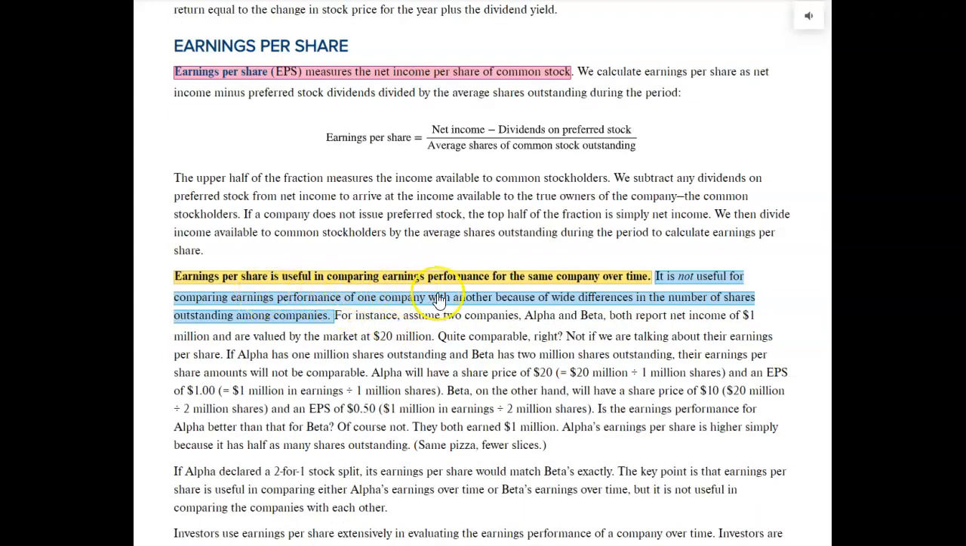And it's useful in comparing earning performance for the same company over time. It's not really useful comparing one company with another because of number of shares outstanding. Some people might use that, but it's good to compare it for the same company over several years at a time.